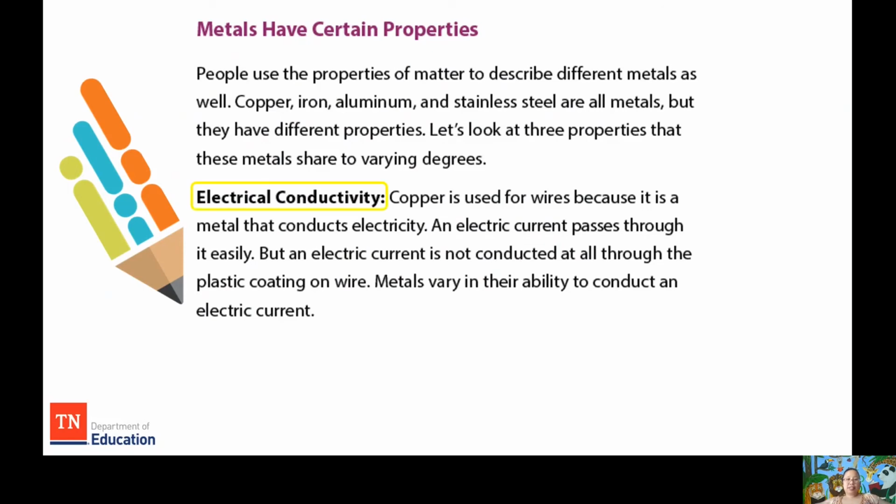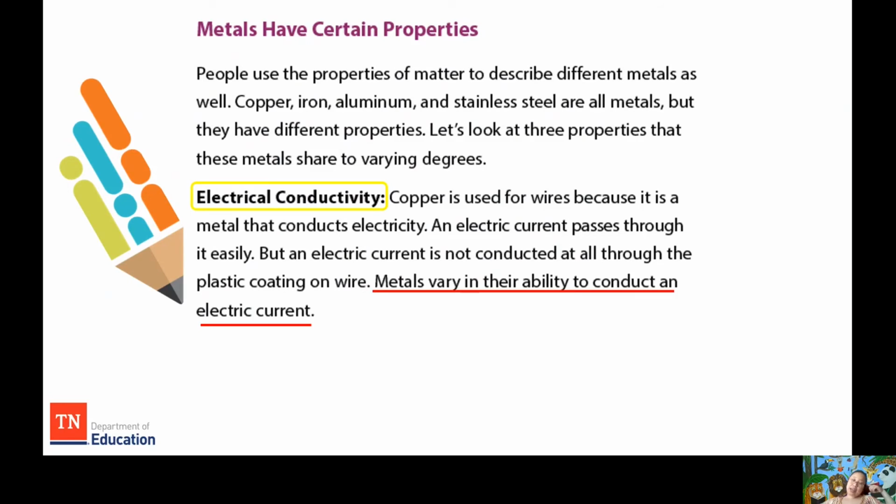Electrical conductivity. Copper is used for wires because it is a metal that conducts electricity. An electric current passes through it easily, but an electric current is not conducted at all through the plastic coating on wire. Metals vary in their ability to conduct an electric current.